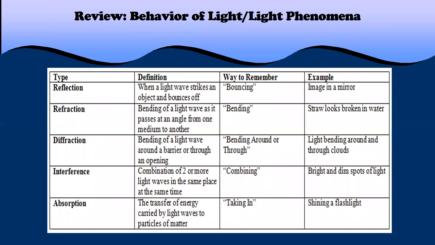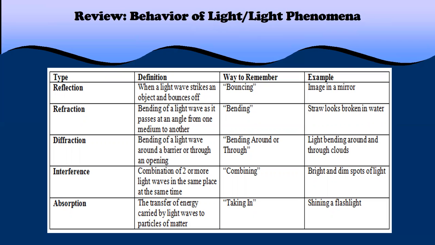Now this chart just reviews the types of behavior of light. Here are all 5, given to us with definitions and easy ways to remember. If you remember, reflection is when light bounces off of an object, and the way to remember that word is bouncing. Reflect means to bounce, just like a mirror, right? So we look at ourselves in a mirror and we see our reflection.